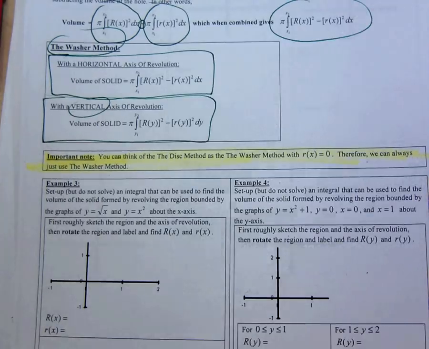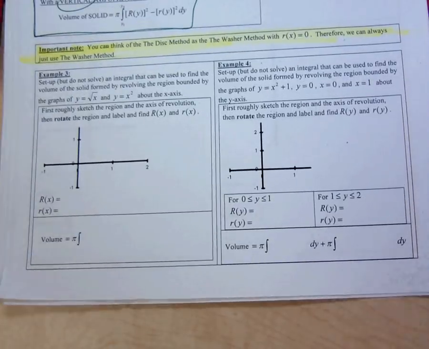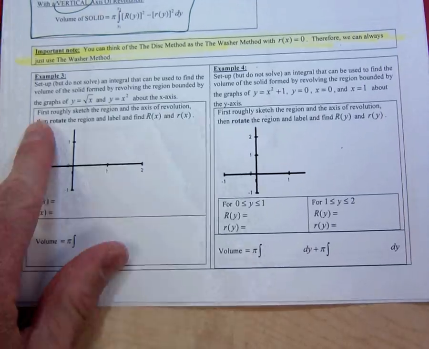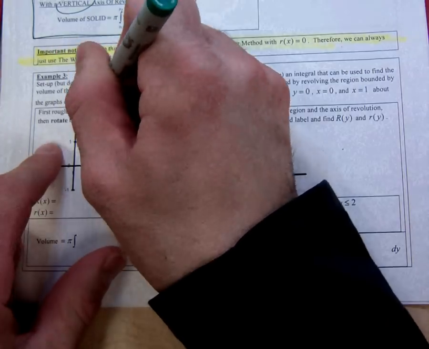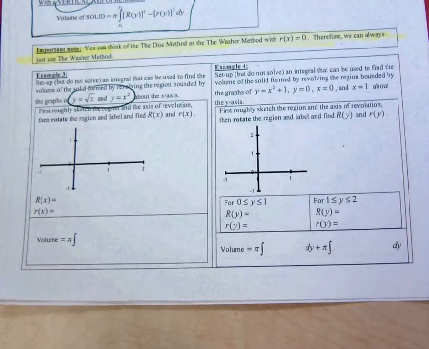Here it goes. All right. Example 3. It says, set up but do not evaluate an integral that can be used to find the volume of the solid formed by revolving the region bounded by these two graphs. Okay, so stop there. Graph those two things. And again, I'm going to use pencil.